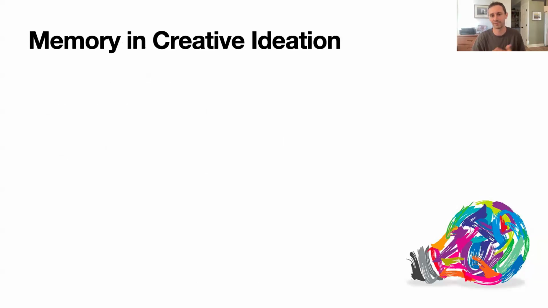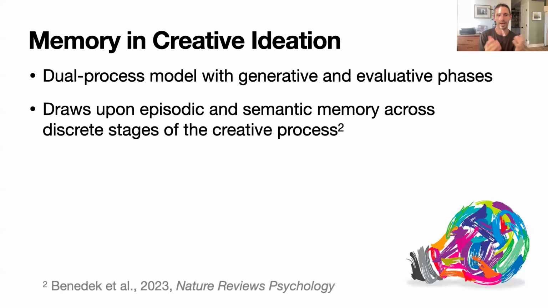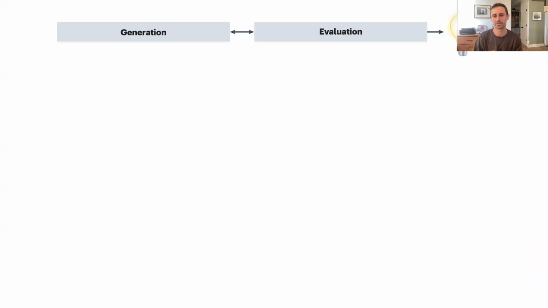Now, memory in creative ideation is relatively new in the field. There's been a framework put forth that is this dual process model. So creativity involves two phases, a generation phase and an evaluation phase, and we oscillate back and forth between them in the process of generating and then selectively refining those ideas over time. And this framework was really nicely summarized by Matthias Benedek in this Nature Reviews Psychology paper, where they describe the ways in which episodic and semantic memory contribute to creative ideation across these discrete stages of the process. So I'll walk you through that now.